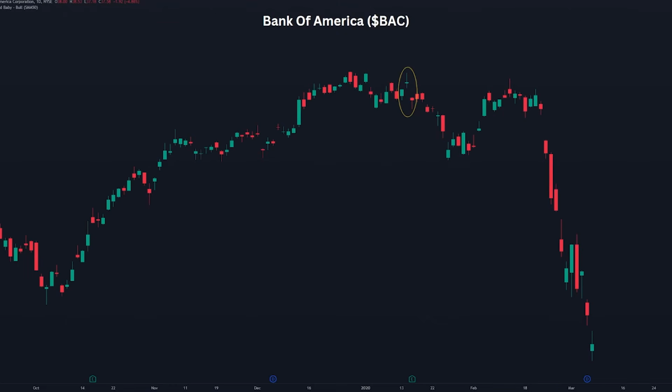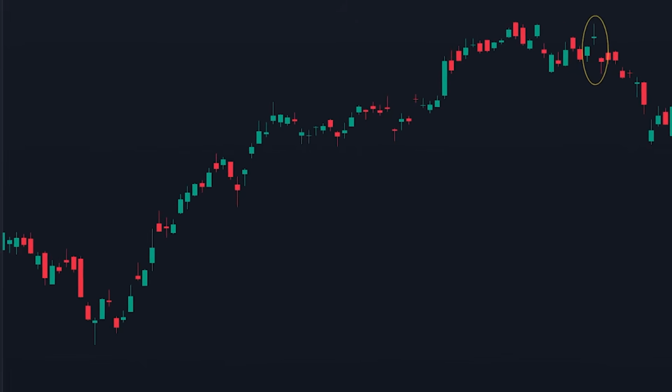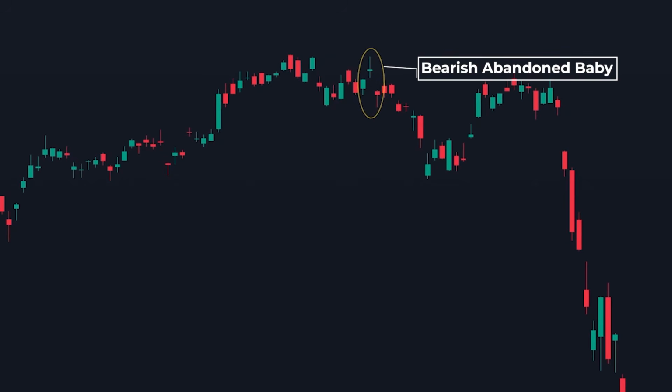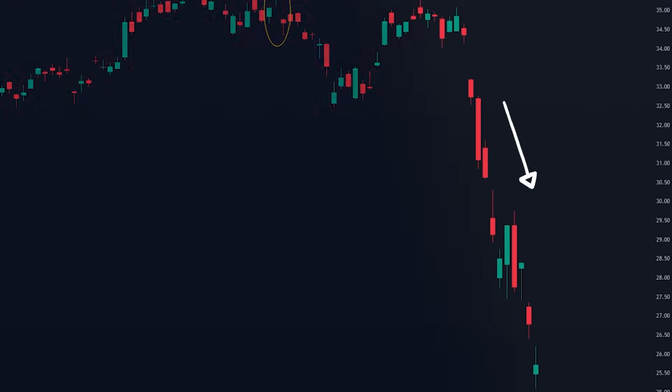An example of this is Bank of America's stock price right before the 2020 market crash. The Bank of America stock was in an uptrend until early 2020. The formation of the bearish abandoned baby marked the end of the uptrend, and then we saw the extreme sell-off and the crash that followed it.